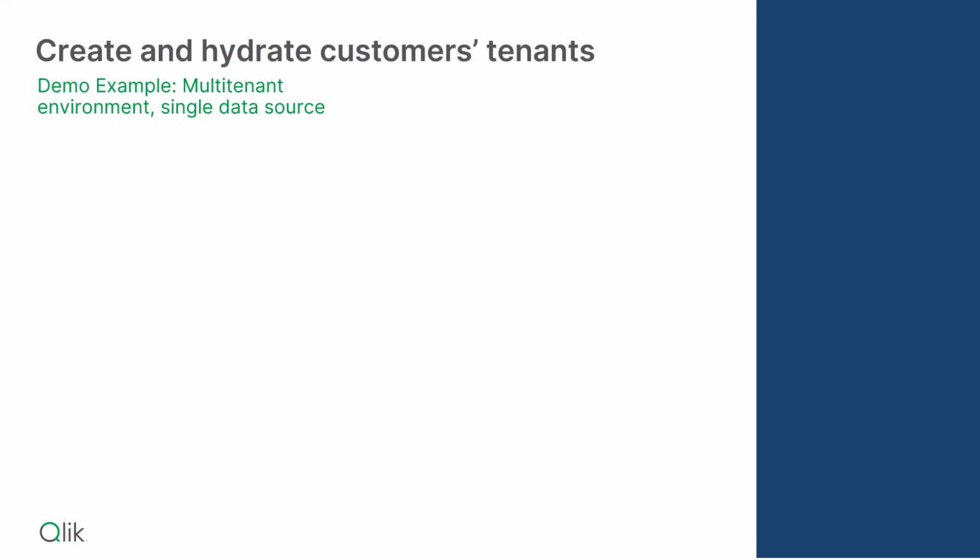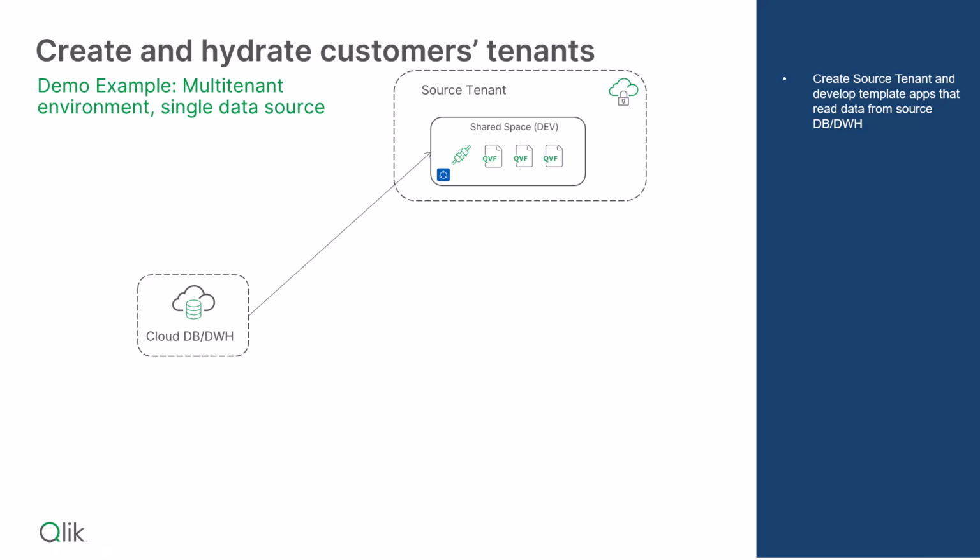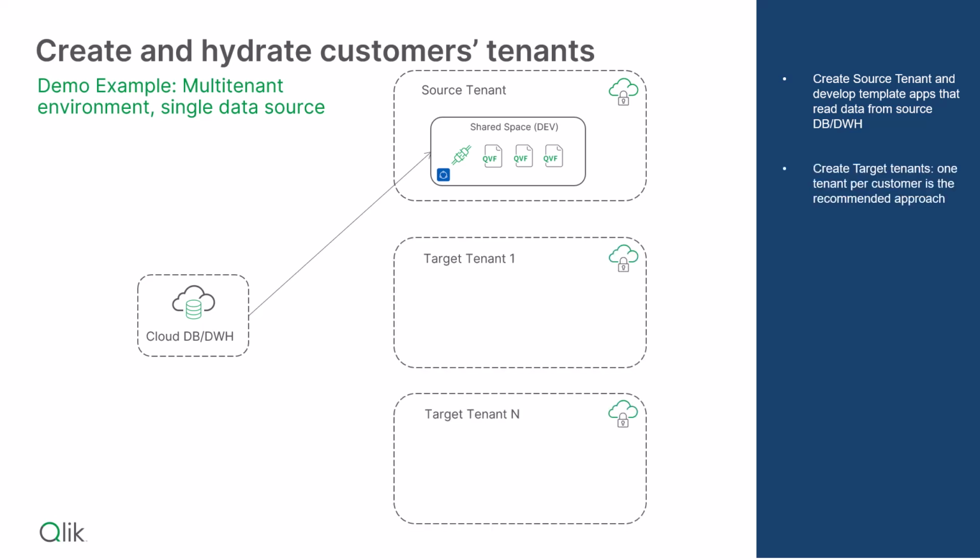Before jumping to the demo, I just want to show you the example architecture we prepared, where we have a source tenant that was already created with the shared space that was used to develop the template app. This source tenant is connecting to a cloud database or data warehouse where we have some test data set, and also the end customer data that will be used inside the end customer target tenant. So in the demo, we are going to create a number of tenants equivalent to the number of customers we are going to provision.